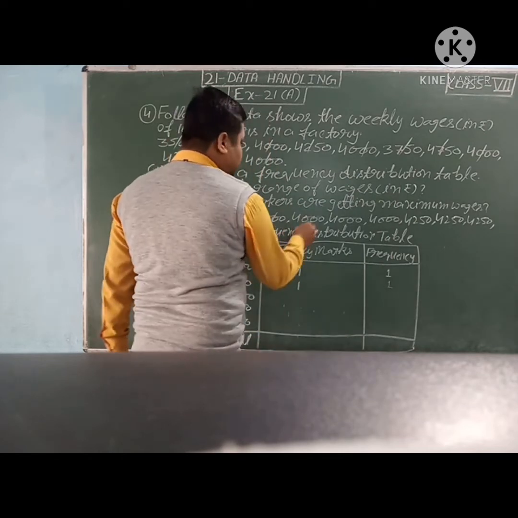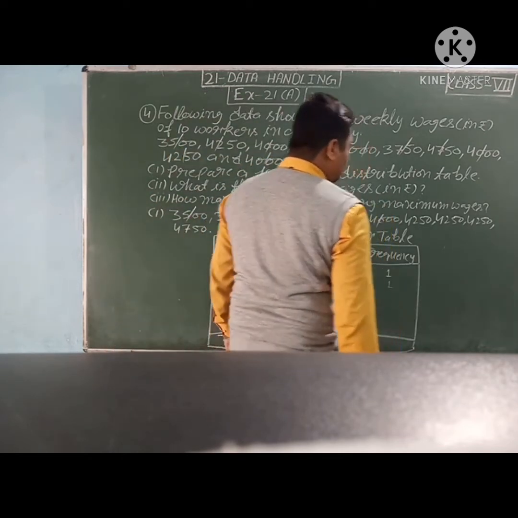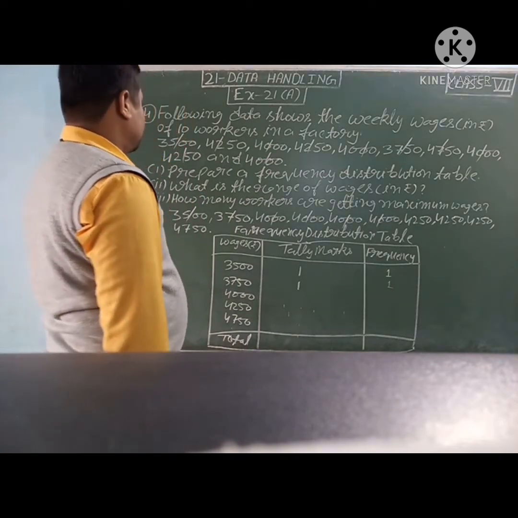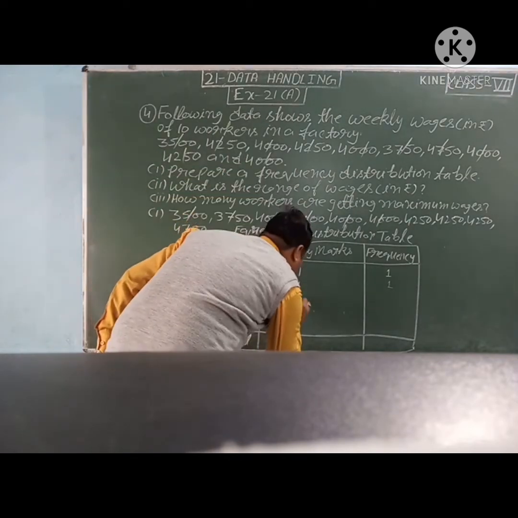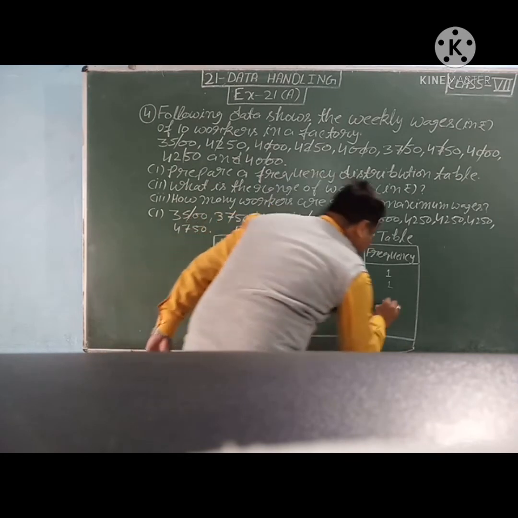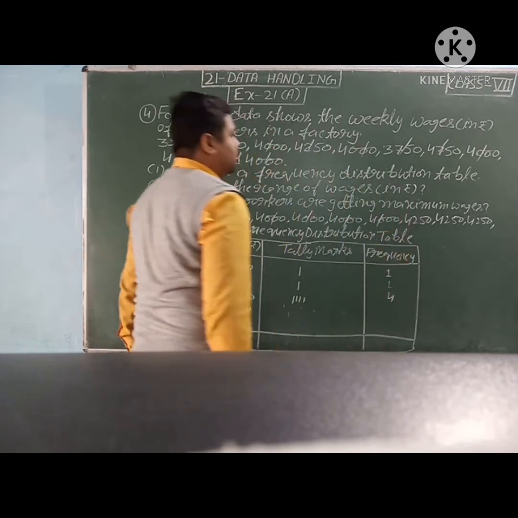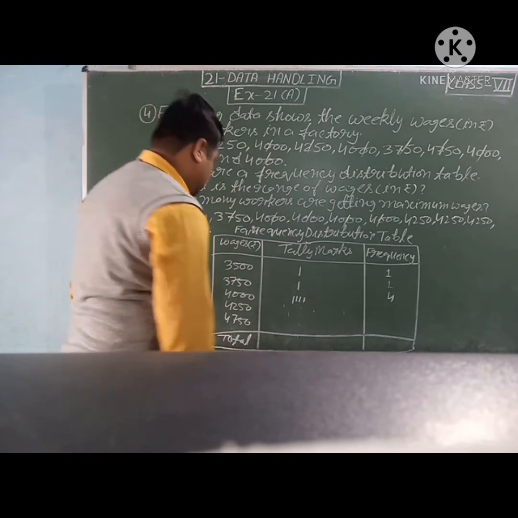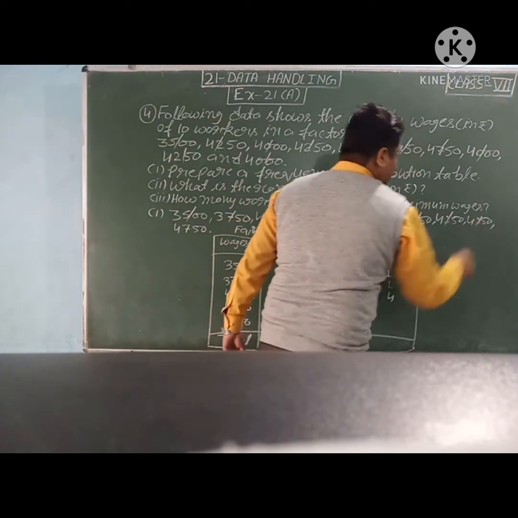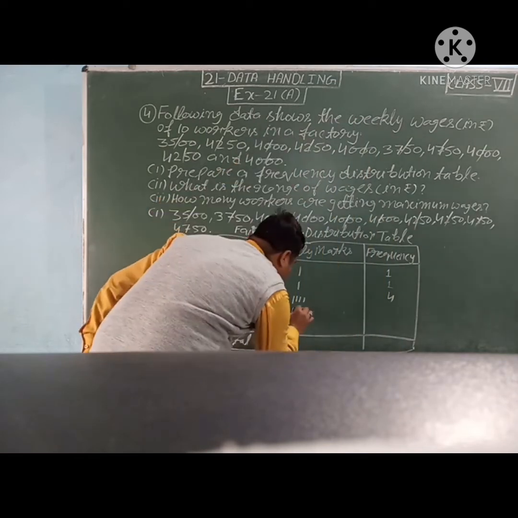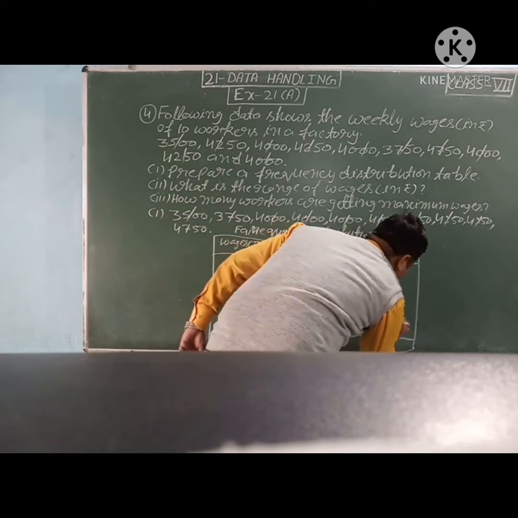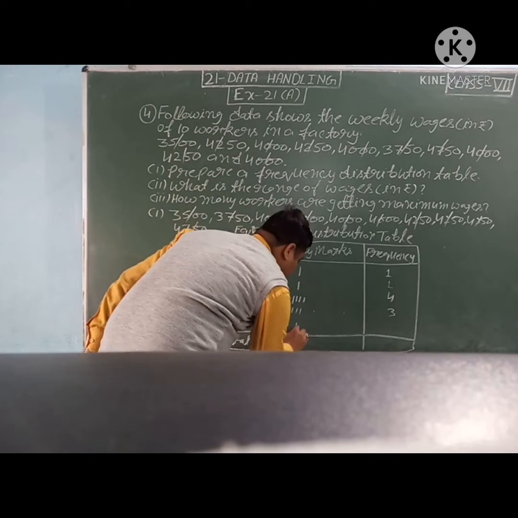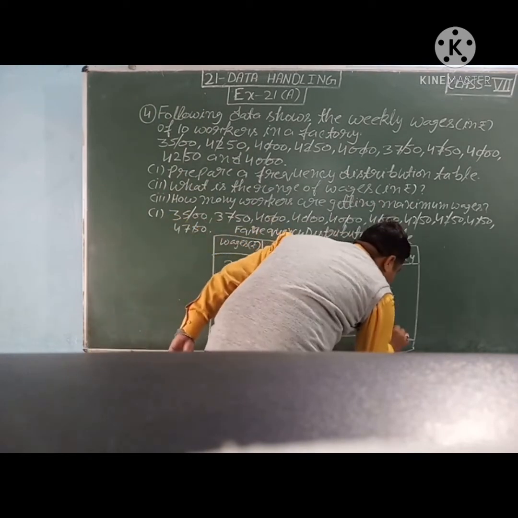Then 4,000: 1, 2, 3, 4. 4 times 4,000. And here we will write 4. Then 4,250 3 times. 1, 2, 3. Then last is 4,750, 1 time. Here we will write 1 tally mark and here 1.